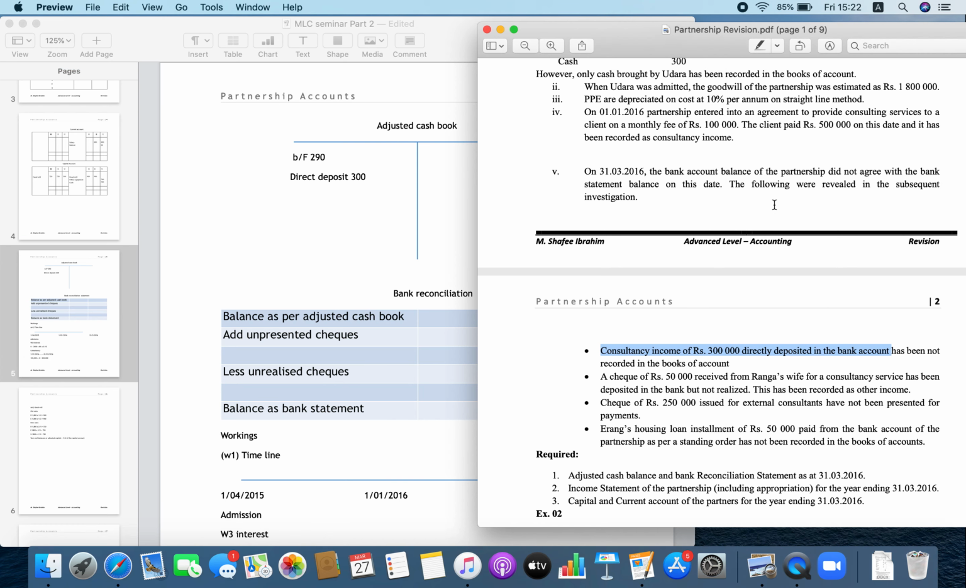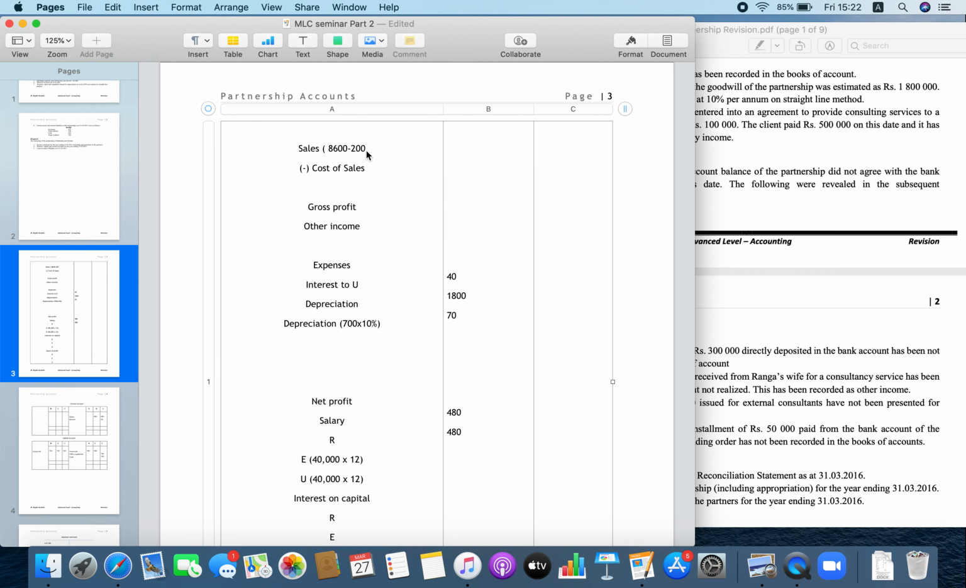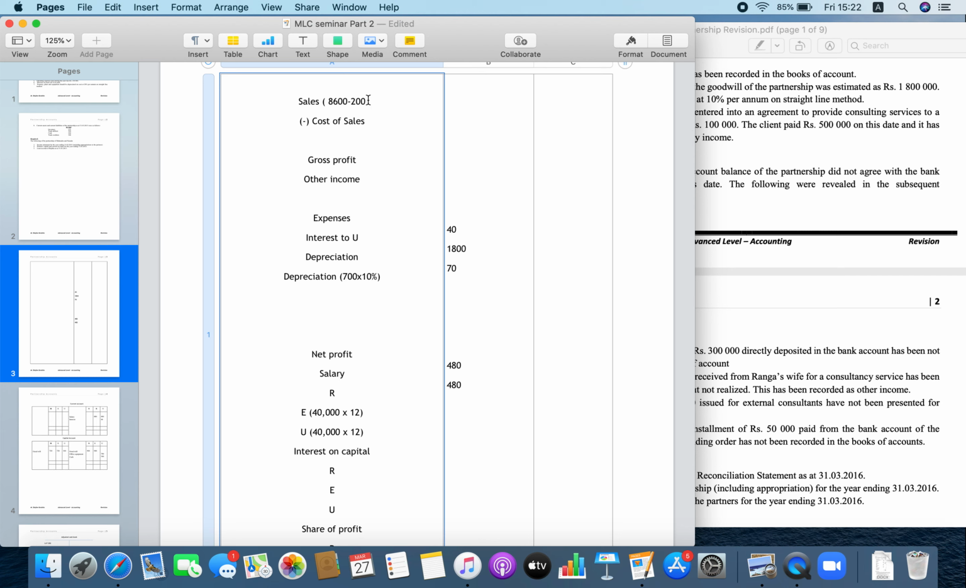Right, okay, so if anyone is thinking why only this set of transactions we are doing in the adjusted cash book and bank reconciliation, if you read over here, on 31st of March 2016, the bank account balance of the partnership did not agree with the bank statement. So remember, only these four adjustments are relevant to our adjusted cash book and bank reconciliation. But these transactions can have an impact on our income statement, right? So if you see over here, a consultancy income of 300 has not been recorded. So point number one, please go and copy this under your consultancy income. Consultancy income, we have already subtracted 200 to this answer. You have to add back another 300.